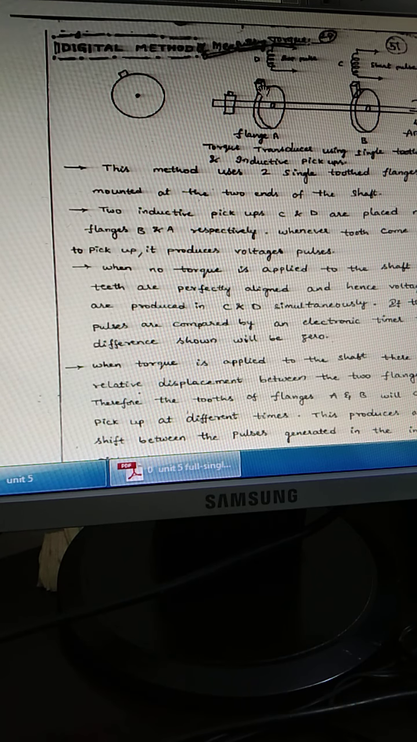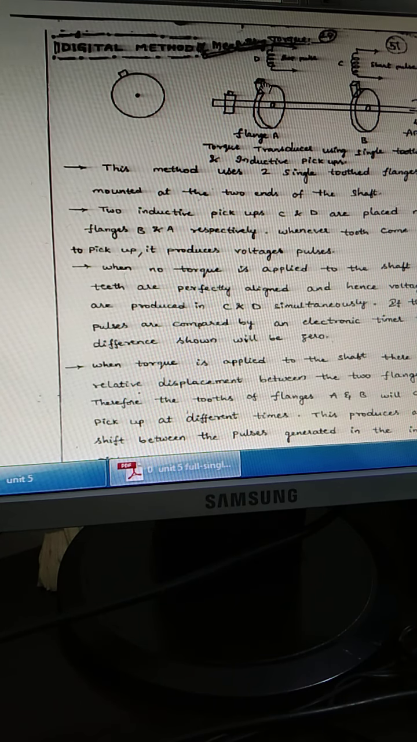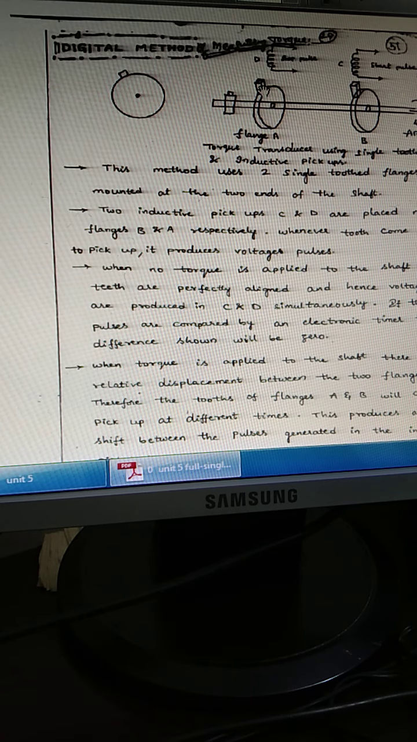Each flange will have a single tooth. Flange A has a tooth, and flange B has a tooth. So this is the shaft. On the shaft, the single-tooth flanges A and B are arranged. One end is connected to the motor, and the other end is connected to the load.